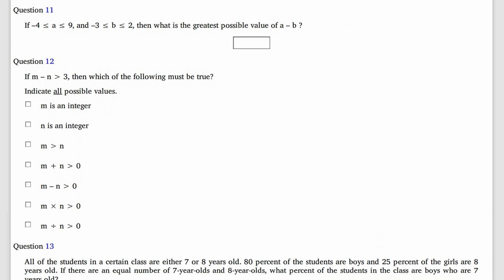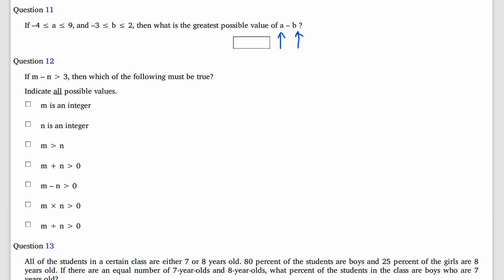A is between -4 and 9 inclusive, and B is between -3 and 2 inclusive. What is the greatest possible value of A minus B? To find the greatest possible value of A minus B, you want A to be as big as possible, as positive as possible, and you want B to be as negative as possible. Why is that? Because you're taking away a negative. And if you take away a massive negative, the 2 minuses cancel and you get a plus. So you might want to pause and think about this, but that's how it would work.